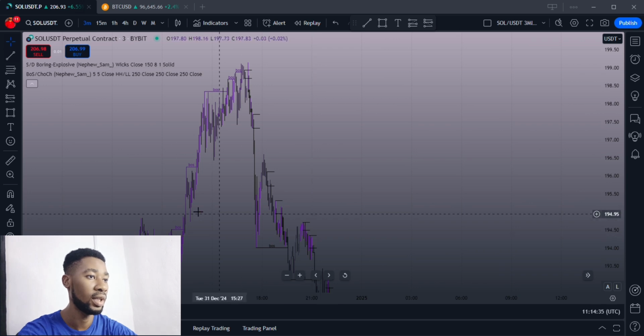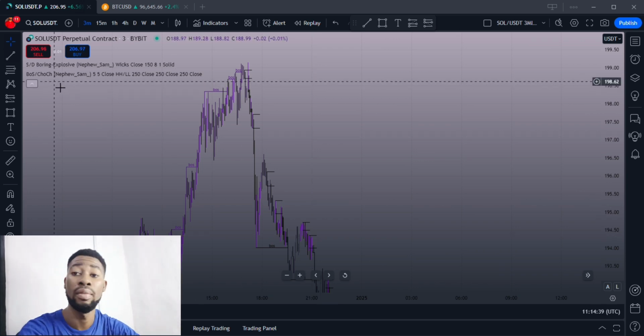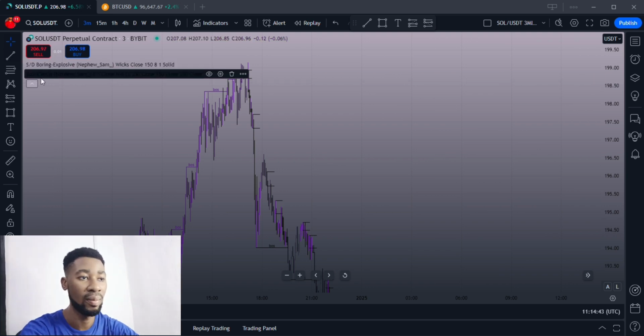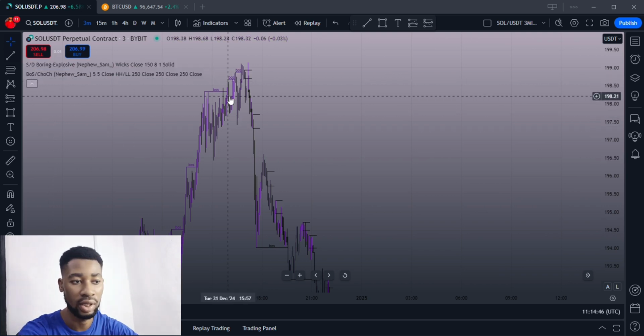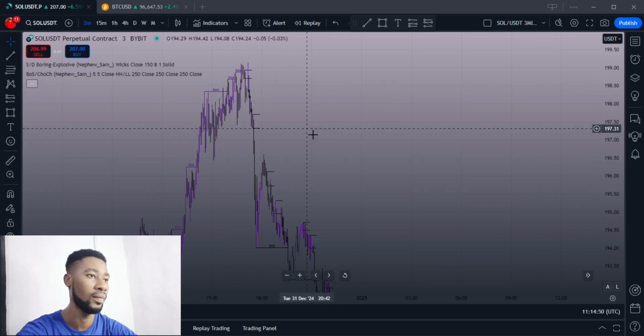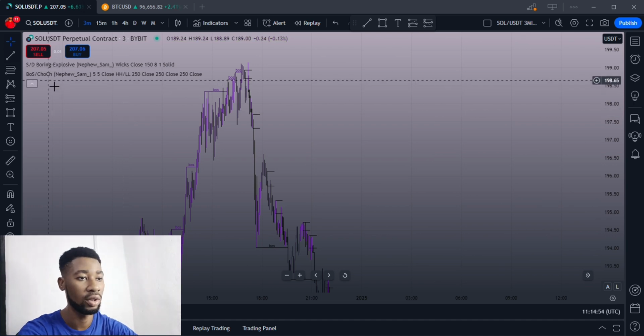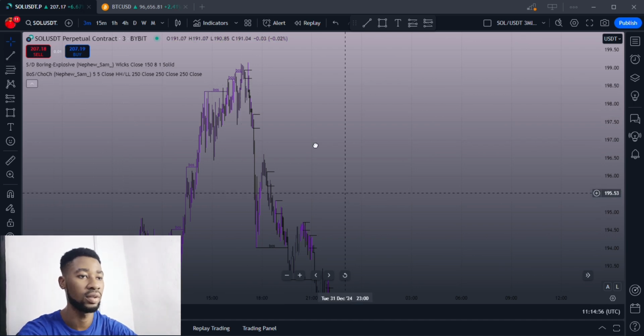While the BOS and CHOCH, which is break of structure and change of character, just like it says, helps me mark out every break of structure and change of character on my chart. Though I disable the change of character because I don't really need it. I just need the break of structure. So keeping your charts simple is the best thing.